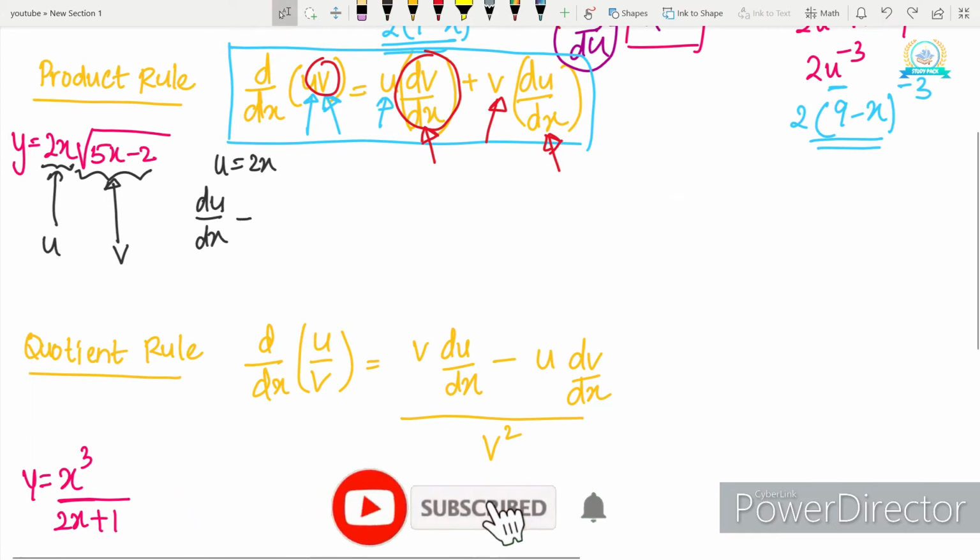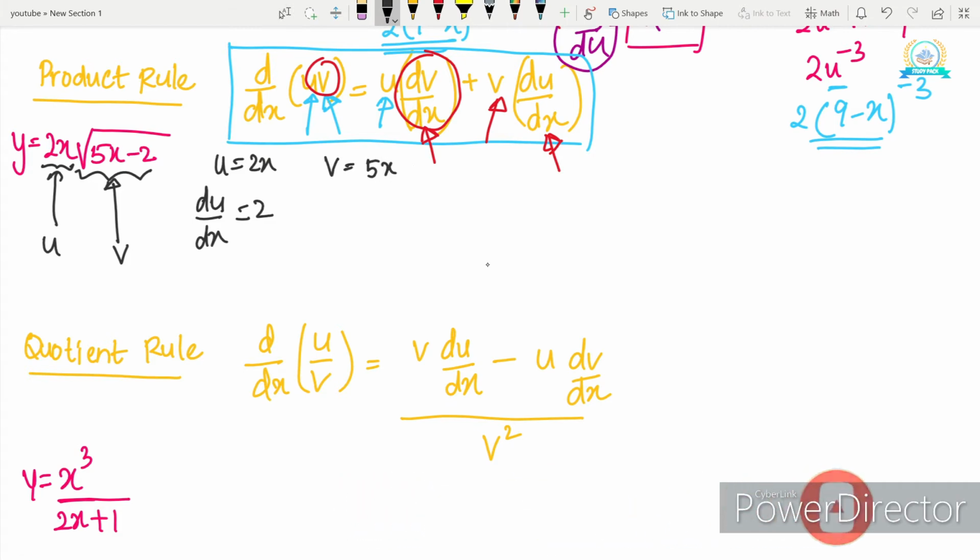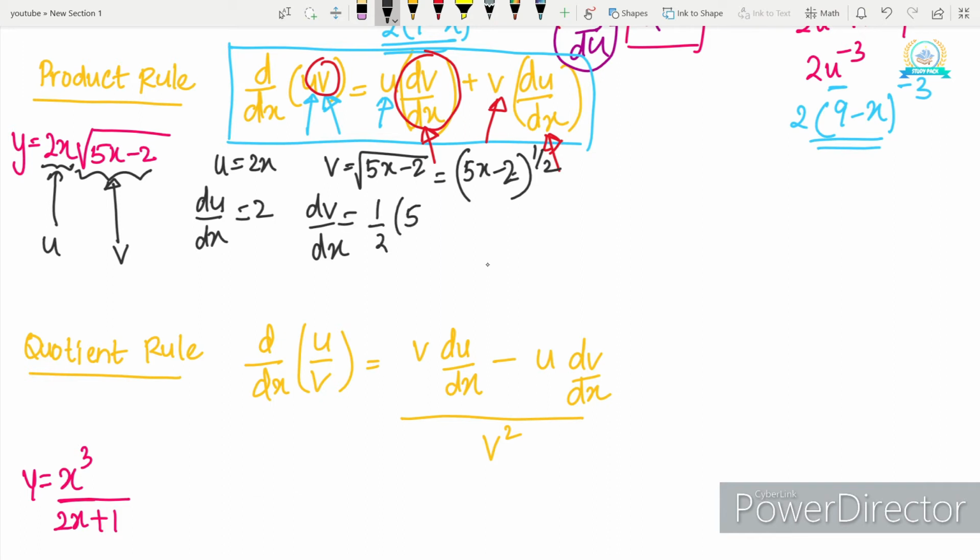du over dx is 2, and what's my v? 5x minus 2. So that can be written as 5x minus 2 to the power half. Yeah, so you apply the chain rule here. You bring the half to the front, and then you have 5x minus 2, and you reduce the power by 1, so it's minus half, and then you differentiate the function inside the brackets. Don't forget to do that.